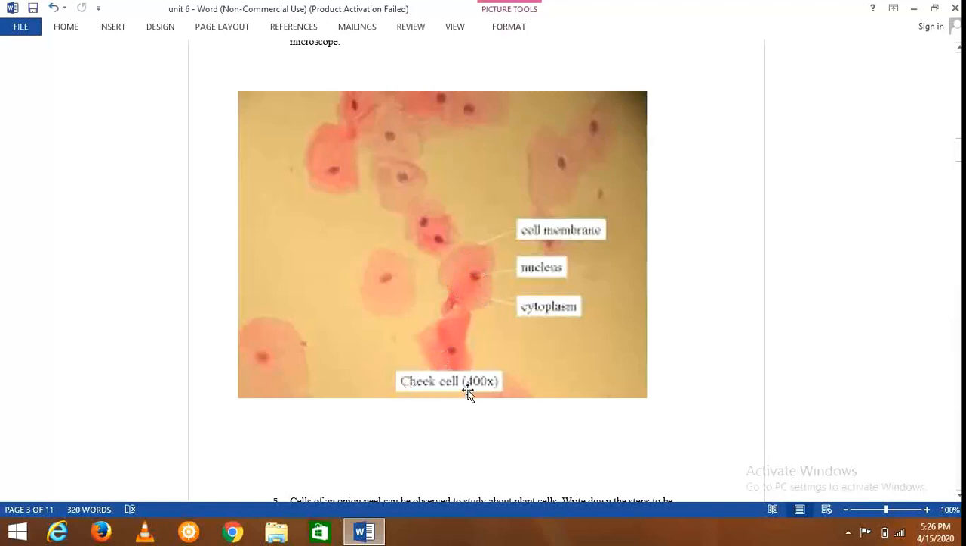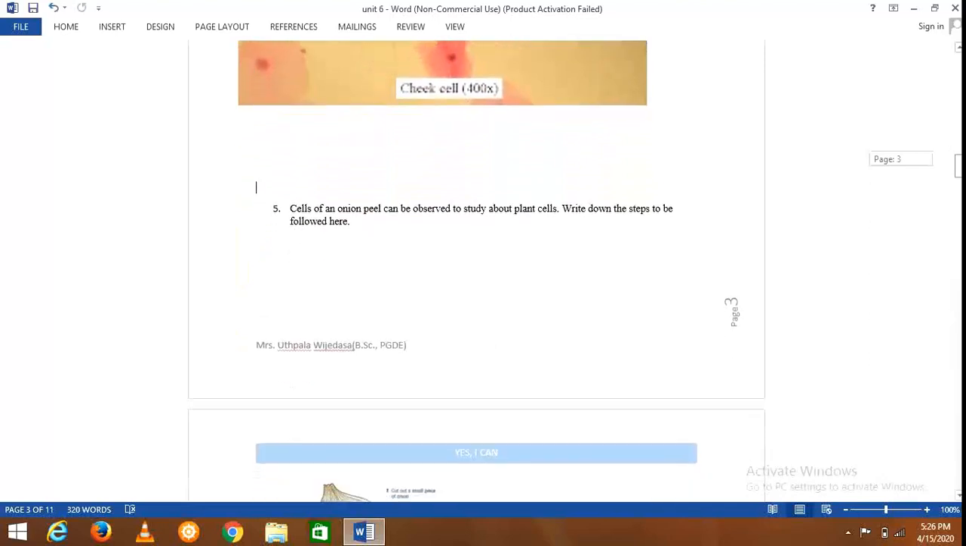So if you are drawing a specimen, as you see under the microscope, you have to state the magnification. First you have to mention the magnification of the eyepiece, then the magnification of the objective lens. Then after seeing it under the microscope, you by yourself magnify the image to a certain extent. Then you have to mention that value also. Labeling the diagram is also important. Then we'll move on to the fifth question.